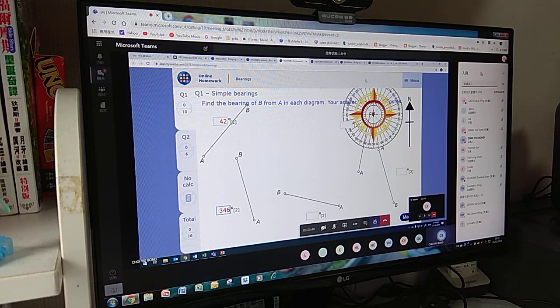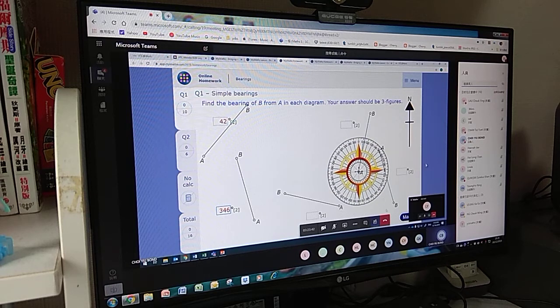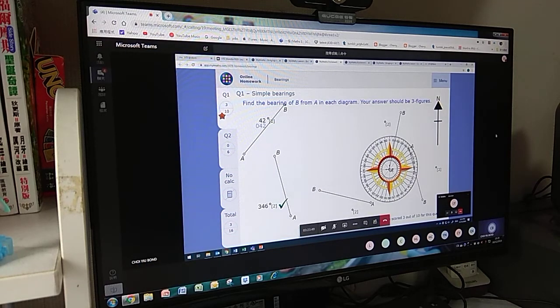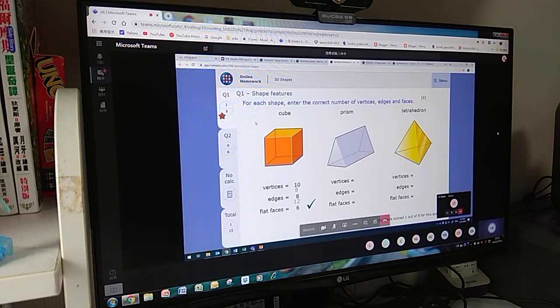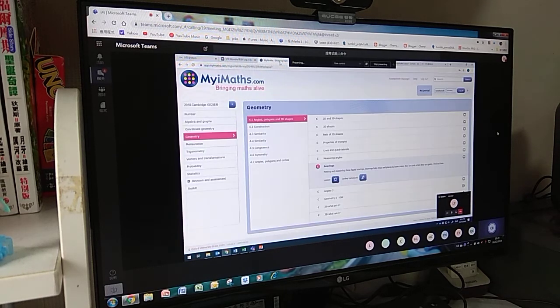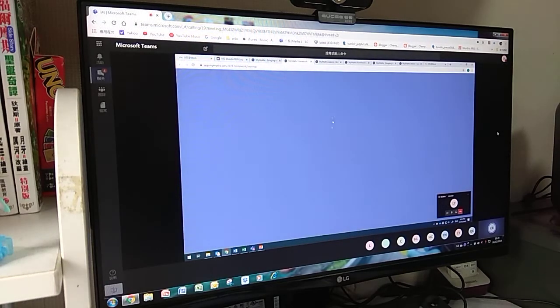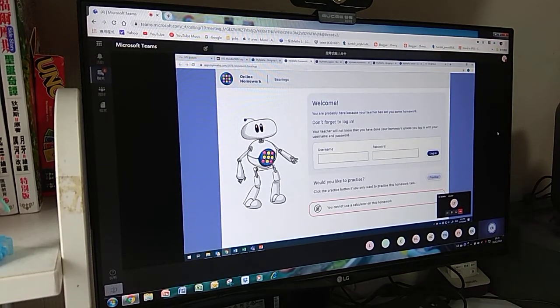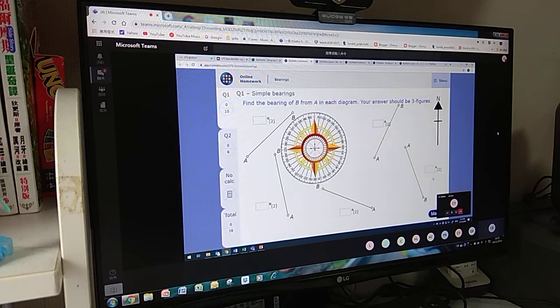So the remaining 3 problems, you can use a similar way to complete. And I also made a mistake here. Oh, sorry, I have to open the exercise again here. So remember, for the bearing, okay, be careful.